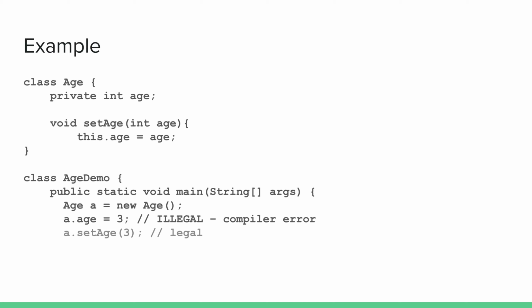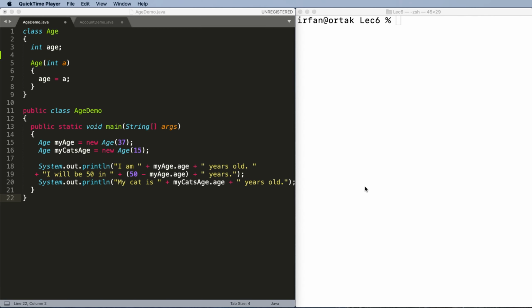However, setting age through the well-defined setAge method will be perfectly legal. As you can see here, by making the instance variable private, we can control access. So let's see some examples. Look at the Age class together.